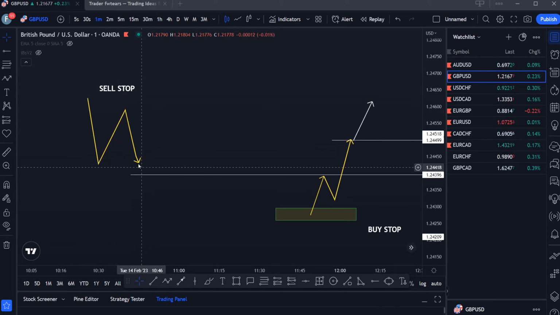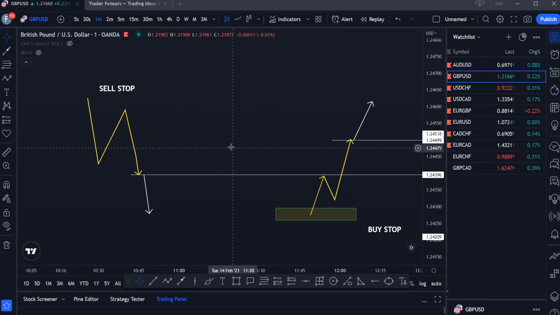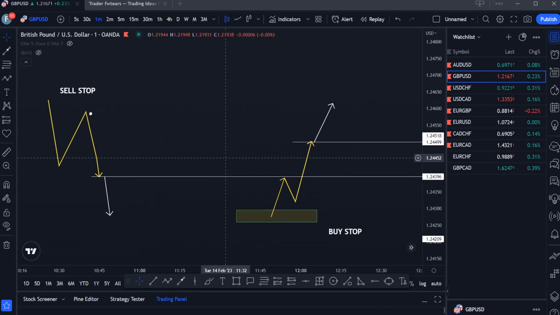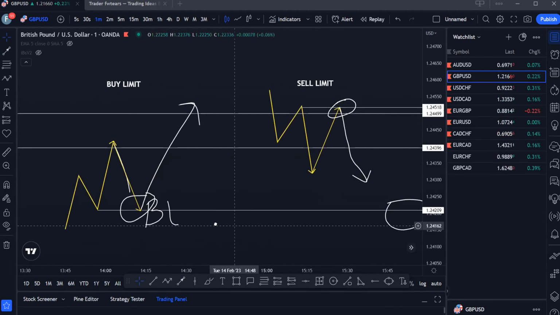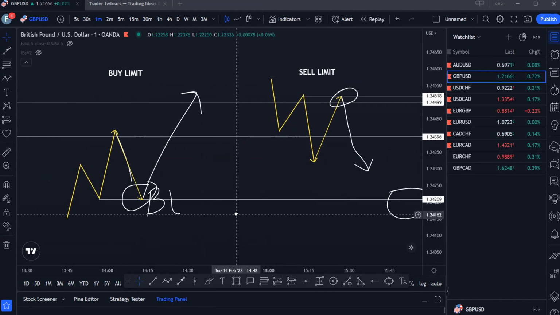Makes sense? So if price keeps going down and then it gets to where you put your pending order, as soon as price gets there, immediately your trade is going to kick in for a sell, which is a continuation of that move. That's a sell stop. So stop orders are continuation orders, while limit orders are reversal orders. Okay, so that is pending orders in a nutshell.